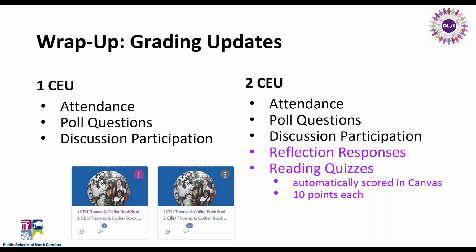As you know, we have a 1 CEU section and a 2 CEU section. Everyone's doing the same things when it comes to our synchronous sessions like this and our discussions, which again have been really good today. But when it comes to the 2 CEU section, of course, they are doing a few more assignments like the chapter reading quizzes, which are automatically scored in Canvas. So that grade is automatically posted once they complete the quiz. Those quizzes are 10 points each. And then they also do some reflection responses in discussion forums.